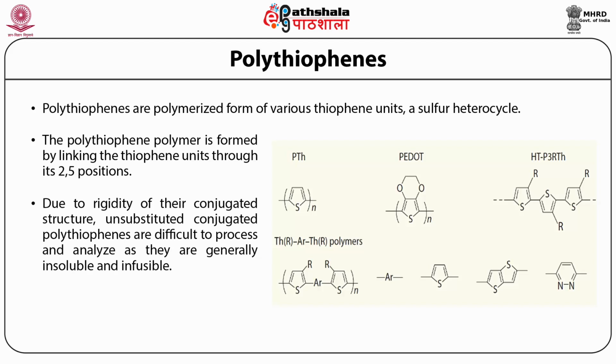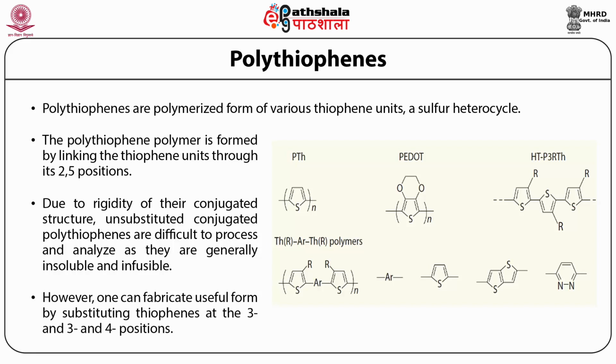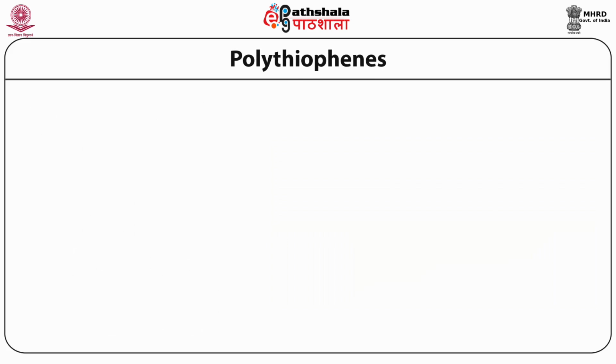Due to the rigidity of their conjugated structure, unsubstituted conjugated polythiophenes are difficult to process and analyze as they are generally insoluble and infusible. However, one can fabricate useful forms by substituting thiophenes at the 3 and 3,4 positions.